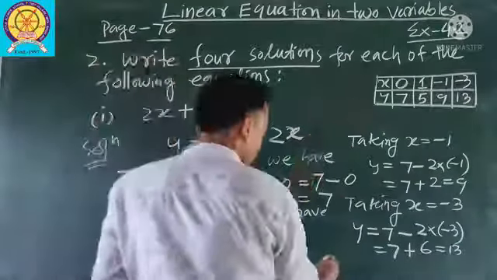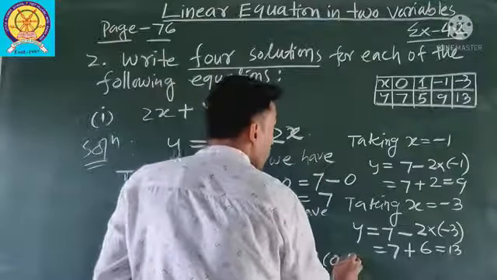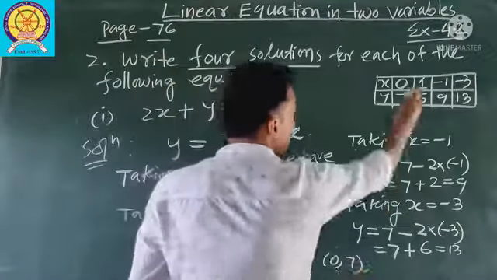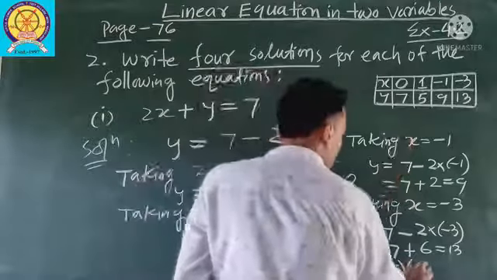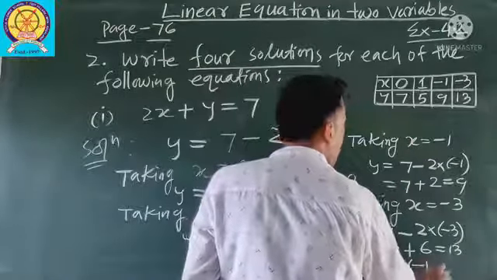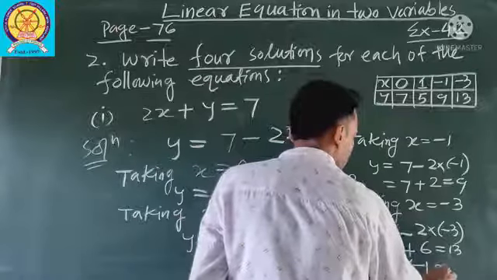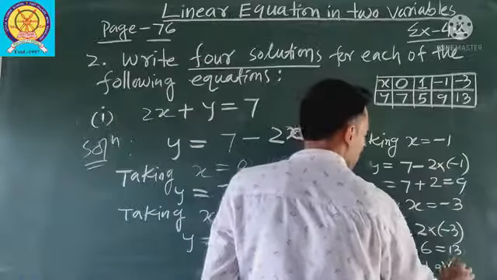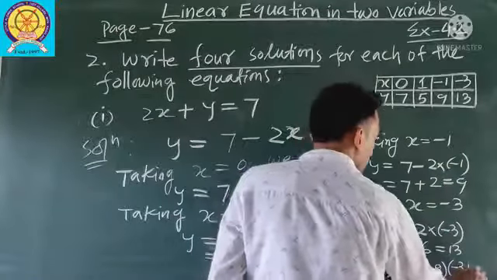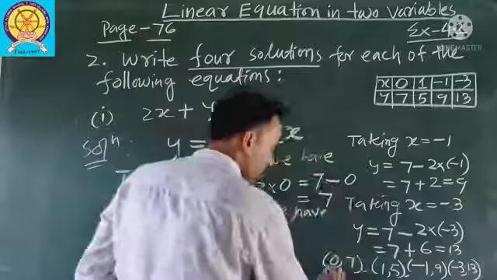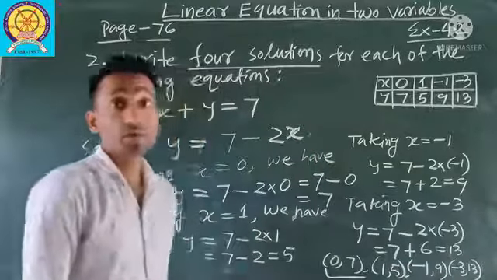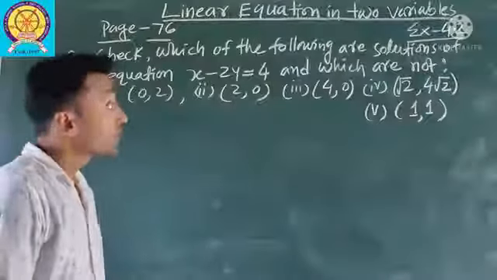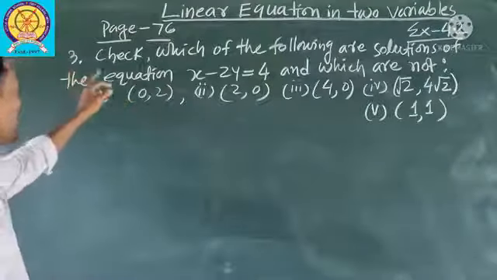Four solutions are (0, 7), then (1, 5), then (minus 1, 9), then (minus 3, 13). So these are the four solutions: 1, 2, 3, 4. These are the required four solutions. Let's see the next one, number 3.